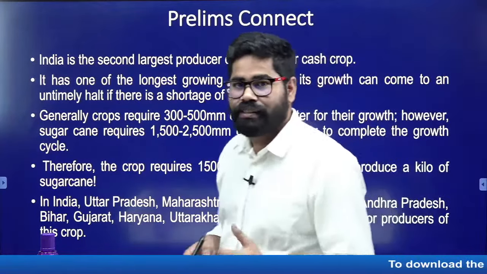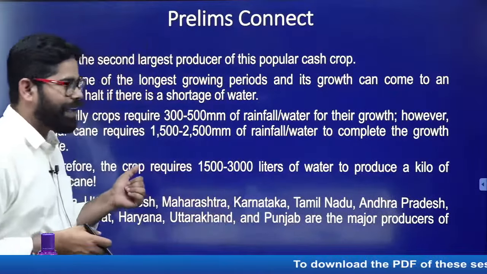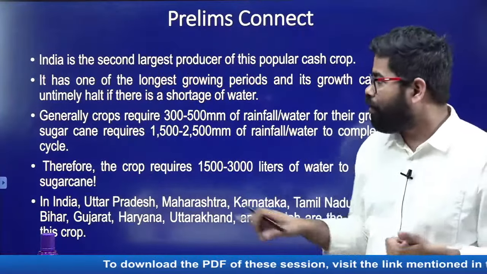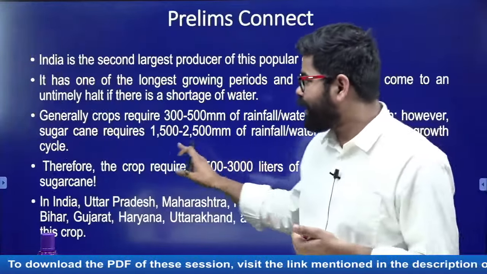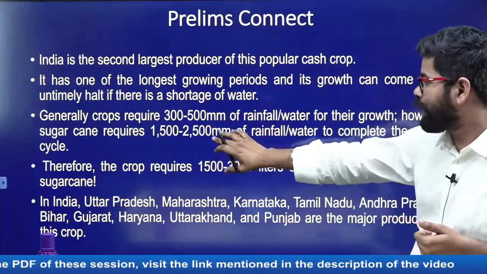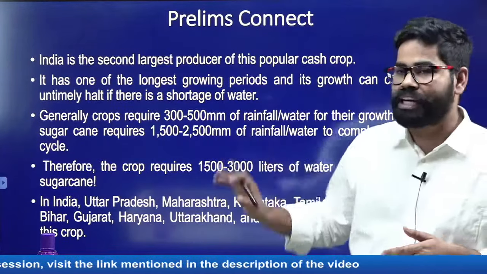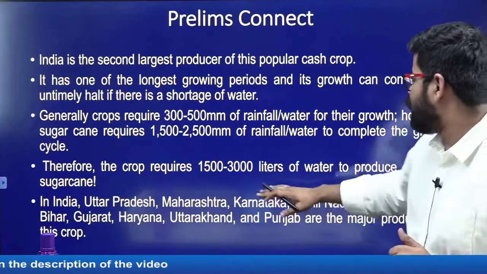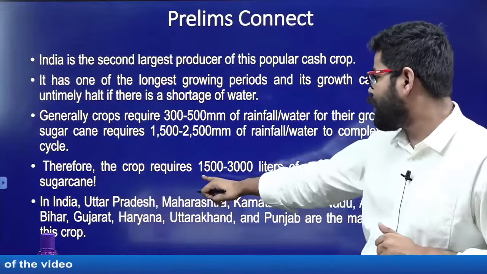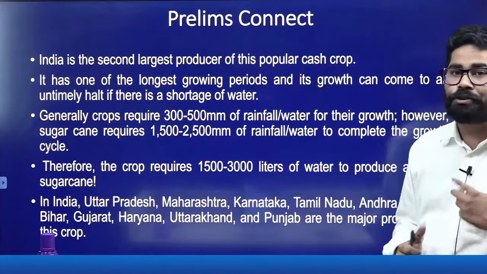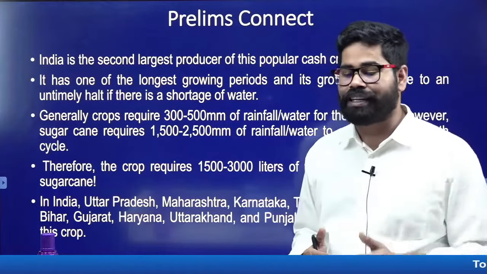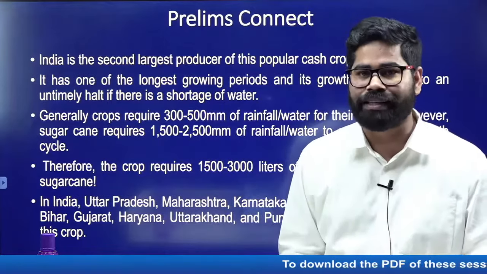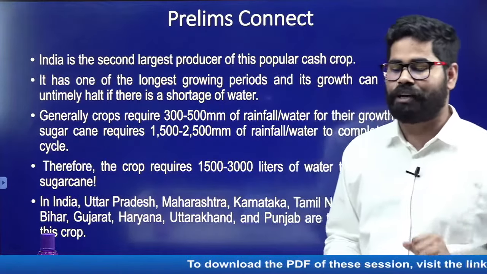So there is a greater chance that sugarcane is using more water in comparison to sunflower or the other crops, because sugarcane requires around 1500 to 2500 mm of water. Due to that reason, even for getting 1 kg of sugarcane, we have around 1500 to 3000 liters of water consumption. So sugarcane is more water intensive in comparison to the other crops.